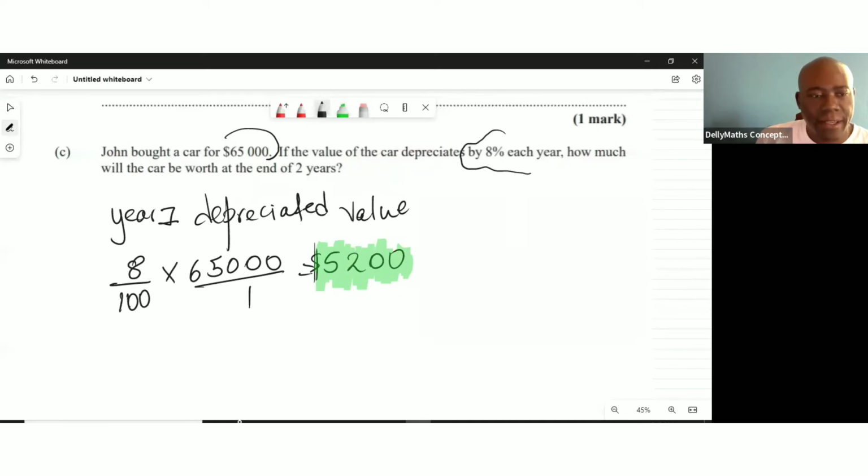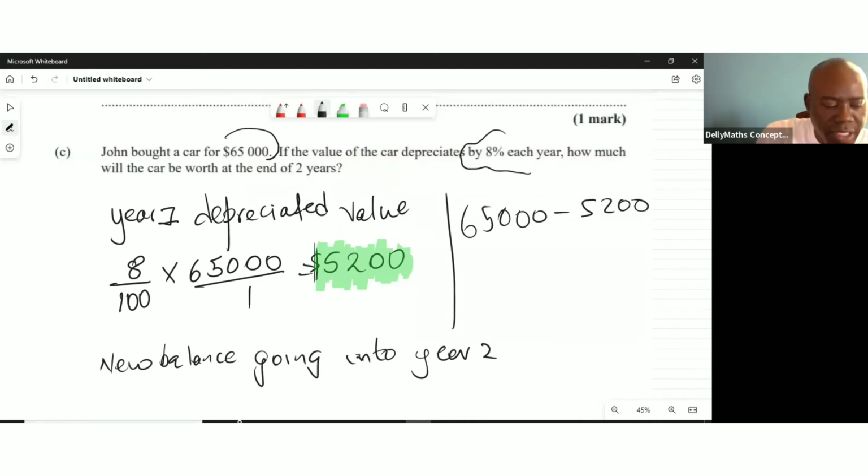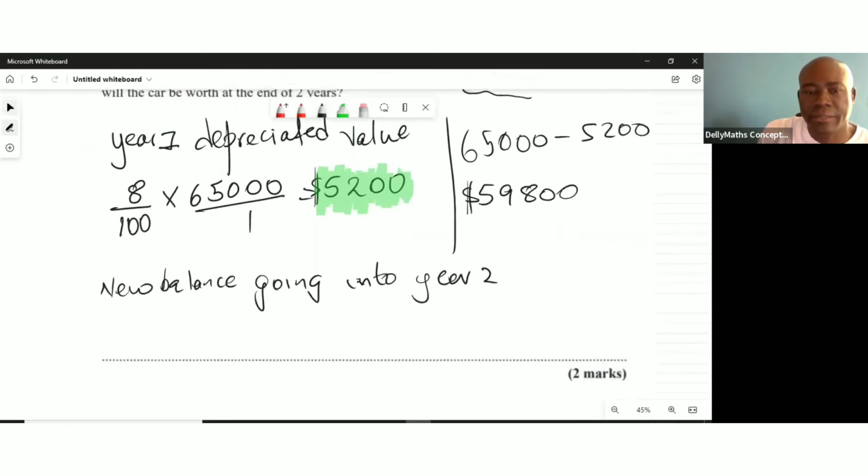Now let's look at the new balance going into year 2. So then it's going to be 65,000 minus 5,200. So then 65,000 minus 5,200 is going to give us $59,800. So this is our new balance going into year 2. So let us write it there.